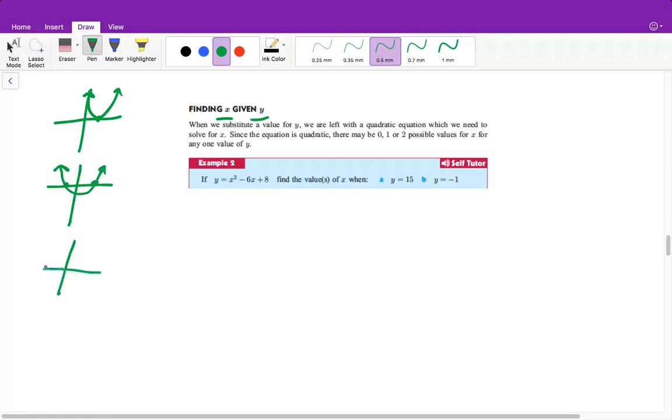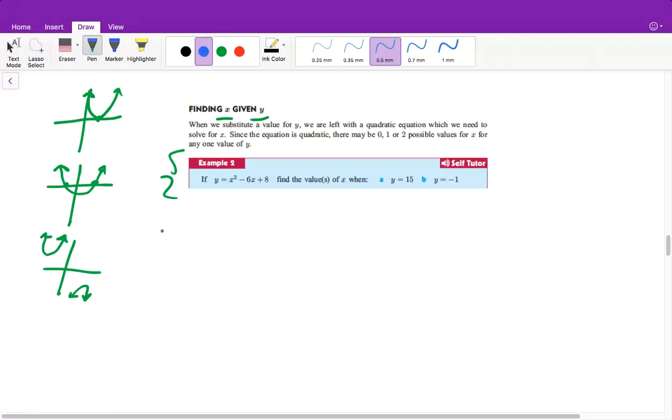Or we can get no real solution, which means our graph is never crossing our x-axis. So the same holds true when we're solving quadratic functions. When we're given y and we're trying to solve for x, we can get 0, 1, or 2 possible real solutions. All right, so let's go ahead and do this.